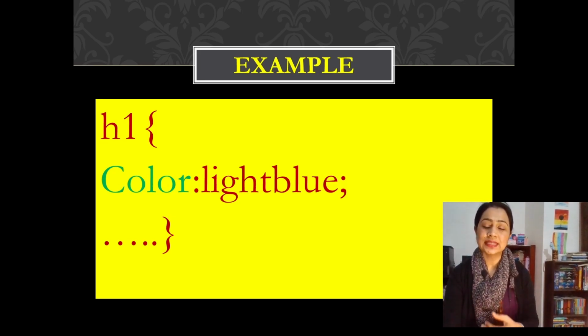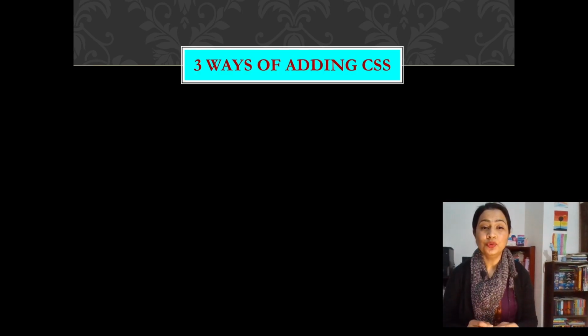So H1 is the selector where we want to apply the style, color is the property, and after the colon we are adding the value to that property. Very soon we are going to implement this in our HTML document. But before that, remember that there are 3 ways of adding CSS to our HTML document.